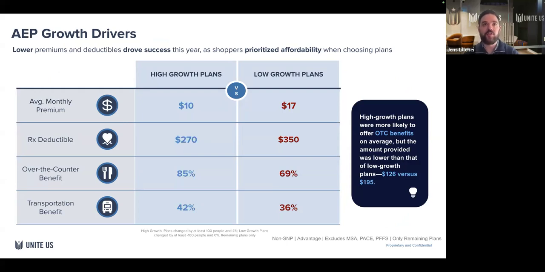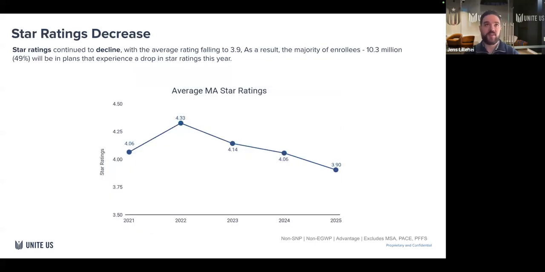RX deductibles were also lower for the high growth plans, and they tended to offer at much higher percentage rates the over-the-counter benefit and transportation benefits. So this continues to show that you need to make the right smart investments with your benefits and your premium offerings in order to compete in the market.